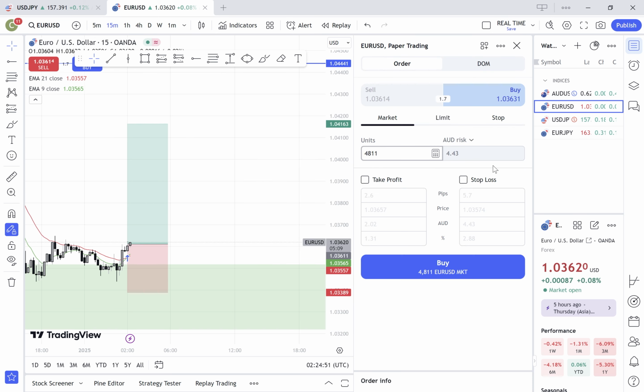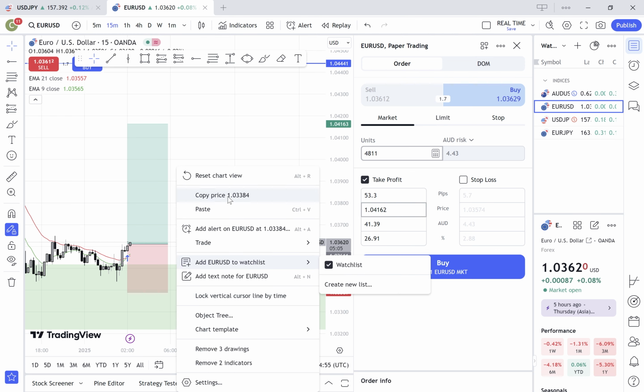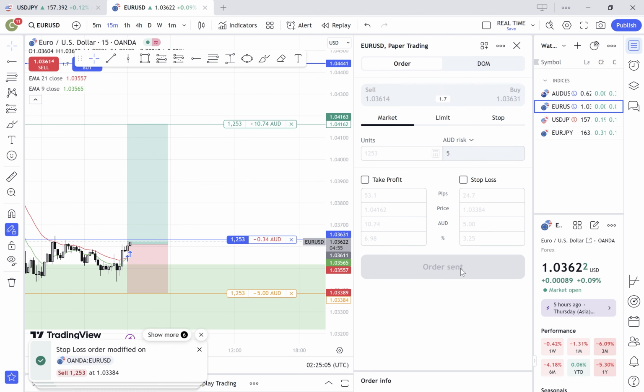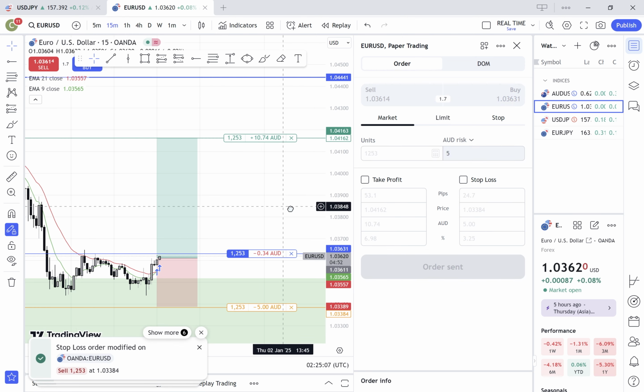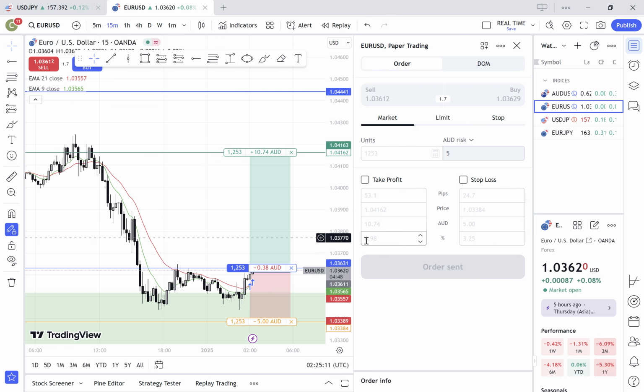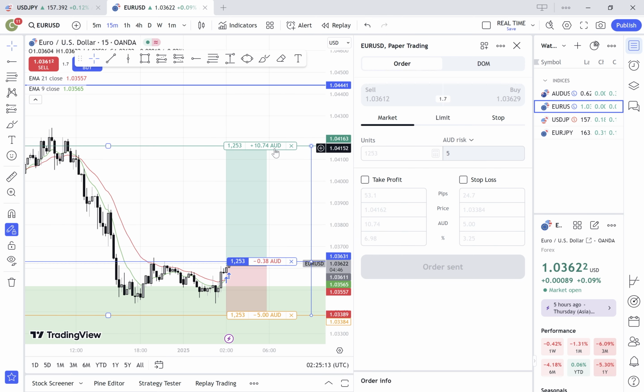So let's click on that, copy price. That's going to be the take profit. That's going to be our stop loss. It's going to be our buy. And I'm going to risk $5. Let's hit buy. Okay, pretty good. So if you're taking a trade here, $5. I'm not too sure if I've done the right thing here, but hopefully it would reach that level.